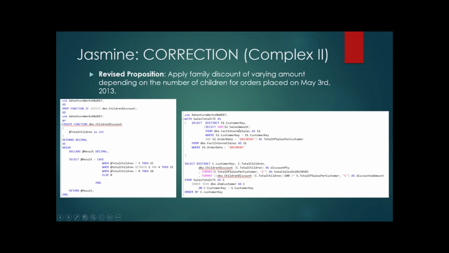So I added that column. And finally, I added a column that calculates the actual discounted amount to satisfy the proposition.